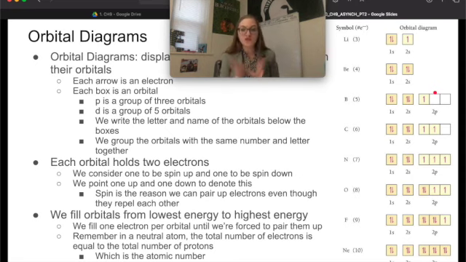Each orbital holds 2 electrons at maximum. We consider one to be spin up and one to be spin down. So that's what that half arrow means. This one's pointing up and this one's pointing down. It's a half arrow because now it's a part of a pair. So spin up and spin down is kind of a weird concept. As we move into this quantum mechanical model, things become very abstract. So spin up and spin down has nothing to do with spinning.